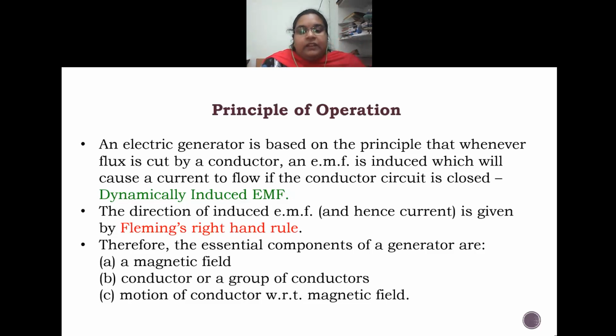So these are the main components for a generator to operate. We need a magnetic field, we need a conductor or a group of conductors, and we need a relative motion of the conductor with respect to the magnetic field.